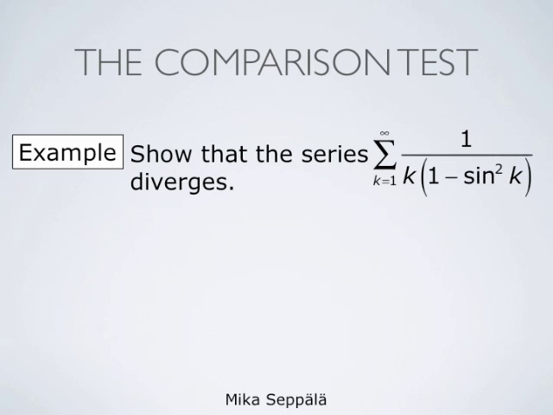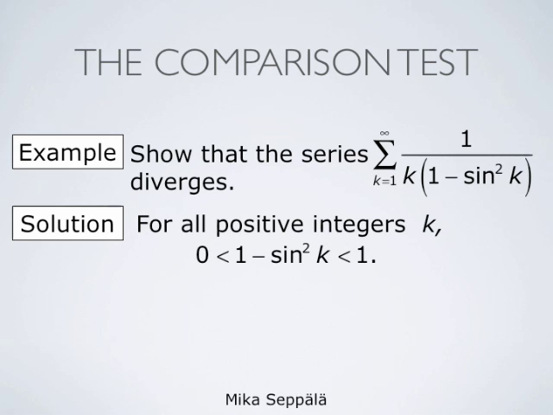In this example, we show that the series sum k from 1 to infinity of 1 divided by k times (1 minus sine squared of k) diverges. We do that using part B of the comparison theorem, and to this end we first observe that for all positive integers k, 1 minus sine squared of k is always between 0 and 1. It does not reach these limits, so 1 minus sine squared of k is always positive and strictly less than 1 for all integer values of k.